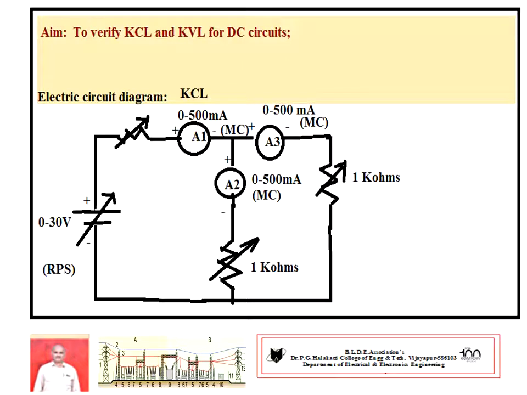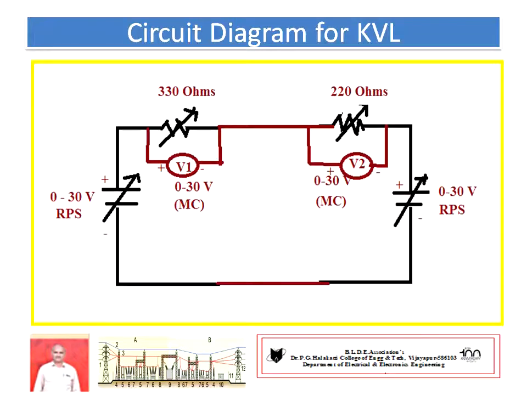Then the positive point of A3 is given to the second point of A1. The negative connection of A3 goes to one point of 1 kilo ohm, and the second end of that 1 kilo ohm is given to the negative point of the 30 volts. The first value is 330 ohms. All these values we have to keep by using a decade resistance box. The second one you can see there is the circuit diagram to verify KVL.